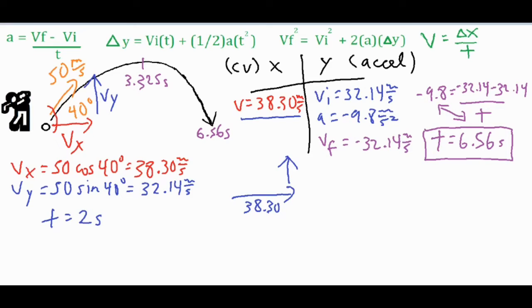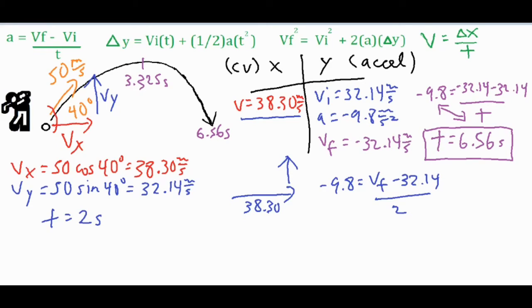So all I have to really do is plug in the 2 seconds along with these other blue numbers over here in order to find the new velocity. So I'm looking for a VF, because I'm not going to use this VF, because that's when it goes all the way back down to the bottom. So I can say negative 9.8 equals VF minus our initial of 32.14, and then plug in the 2 seconds over here.